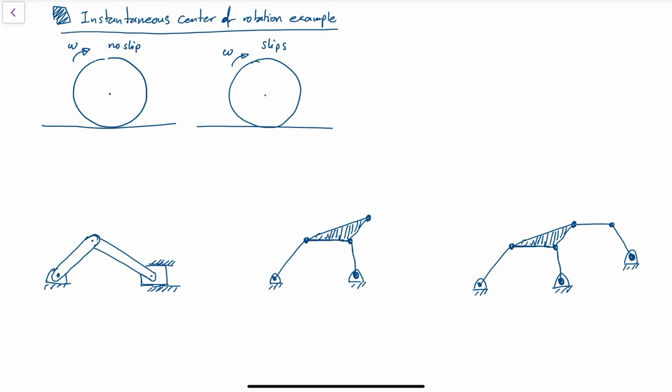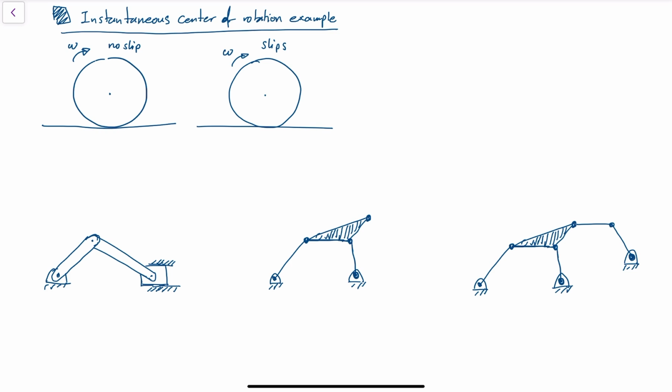Here we have a few examples of bodies. Let's see where the instantaneous center of rotation of each of these links are. So the first example I have is a wheel that is rolling on the ground without slipping. This is one of the cases where you can reason where the instantaneous center is.